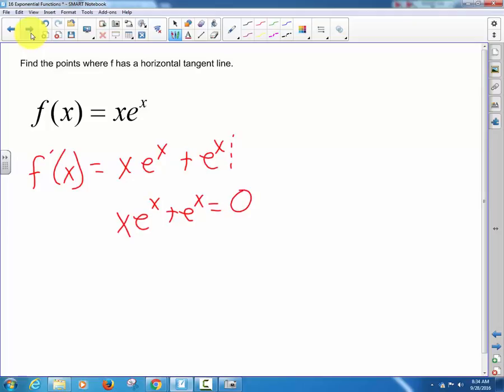Now, there are two ways to solve this. Tell me, what are y'all going to want to do to solve this?